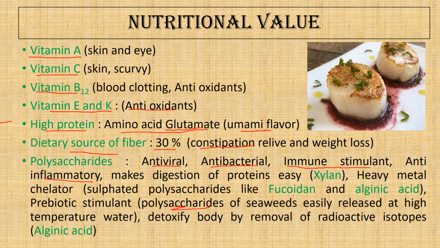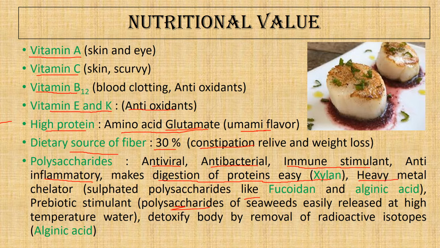Especially certain polysaccharides help in the digestion of protein easily. For example, this polysaccharide xylan that is present in dulse makes digestion of protein very easy. The same goes with nori also. This xylan is also present in nori, and for that reason nori wrap is used along with whole grains, especially that of legumes. And also at the same time, there are certain polysaccharides that help in chelating heavy metals.